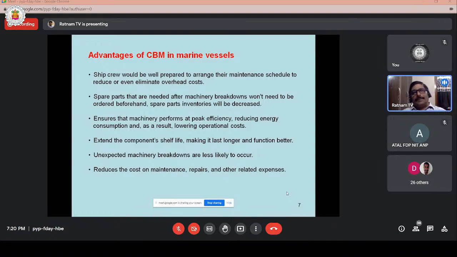Unexpected machinery breakdowns are less likely to occur with CBM. Introducing CBM in marine vessels reduces the cost of maintenance, repairs, and other related expenses.